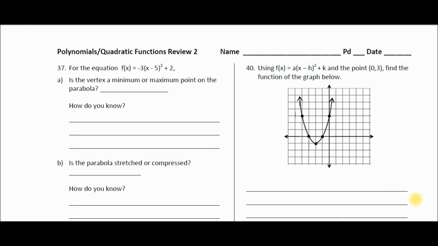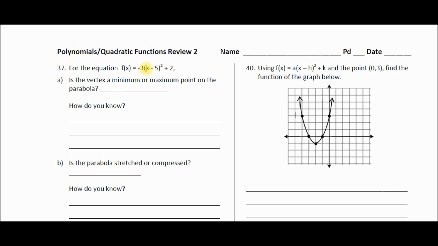Question number 37 is the beginning of our review number 2 sheet for units 2 and 3. Question number 37 asks, for the equation f of x is equal to negative 3 x times x plus 5 squared plus 2, is the vertex a minimum or a maximum point on the parabola?